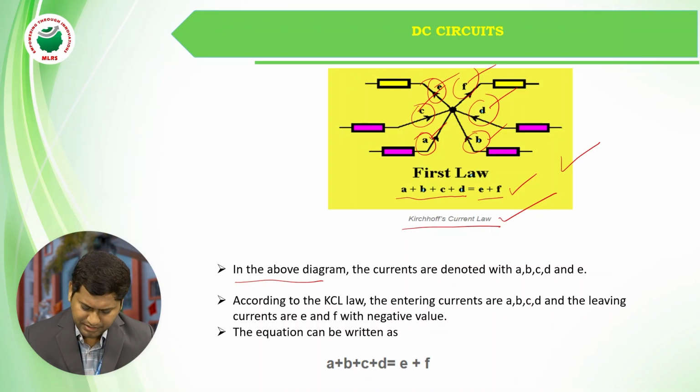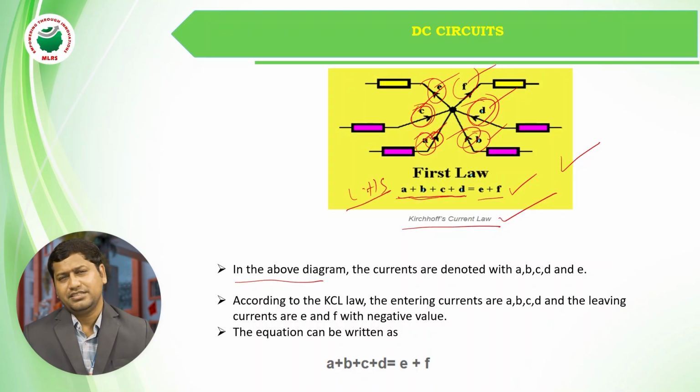So if you see here, A entering, B entering, C entering, D is also entering. So that's why we kept the entering currents, A plus B plus C plus D, on the left hand side. The currents that are leaving the node are E and F. Those we kept on the right hand side.